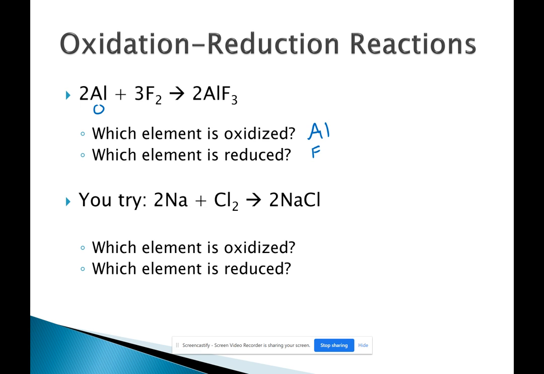You could also assign your oxidation states and see that aluminum's oxidation state increases, so it's oxidized. Fluoride's oxidation state decreases, so it's reduced. So again, in this example, sodium's the metal, so it's going to be oxidized. Chlorine's the nonmetal, so it's going to be reduced.